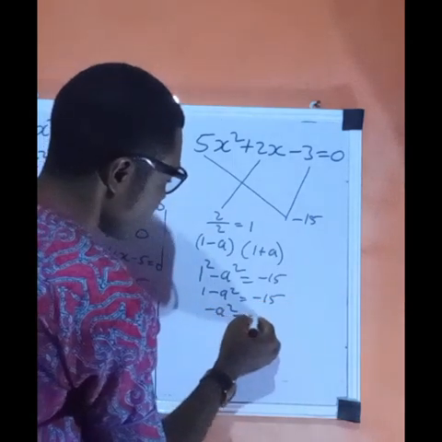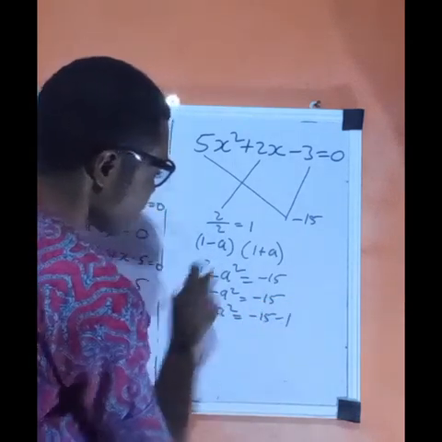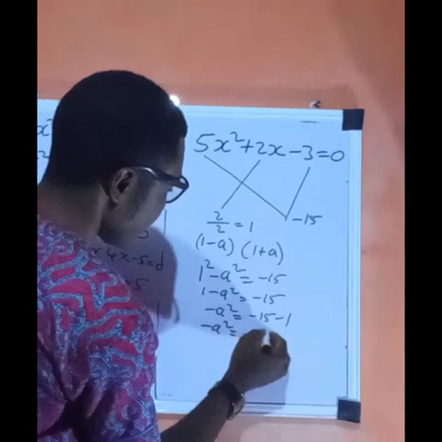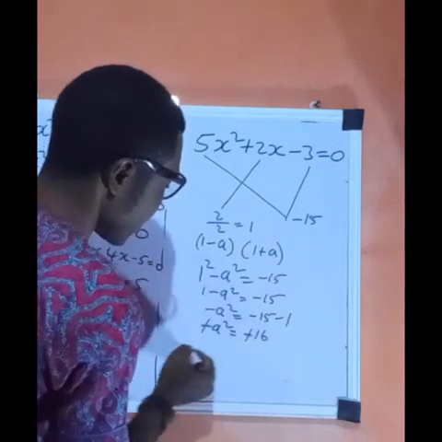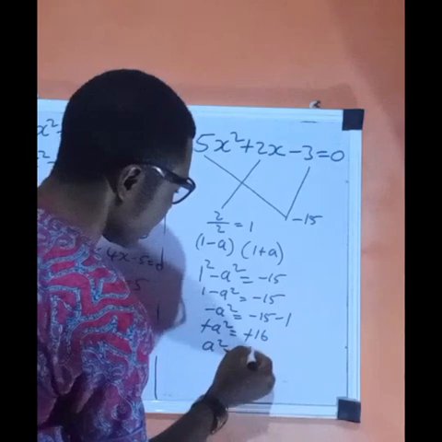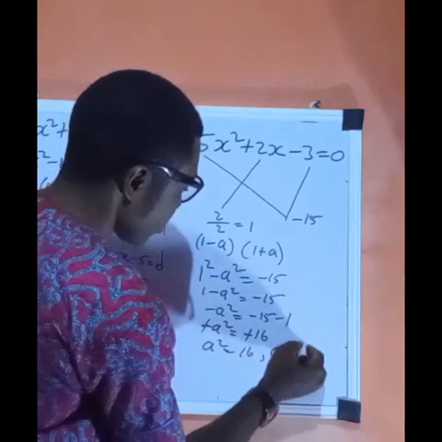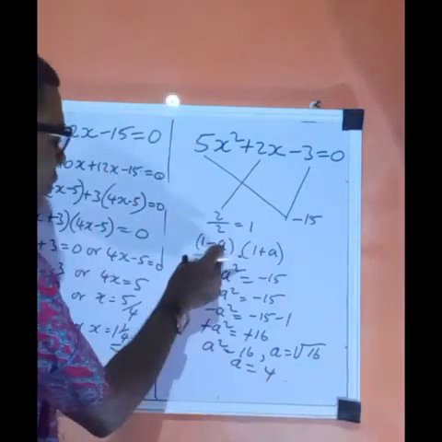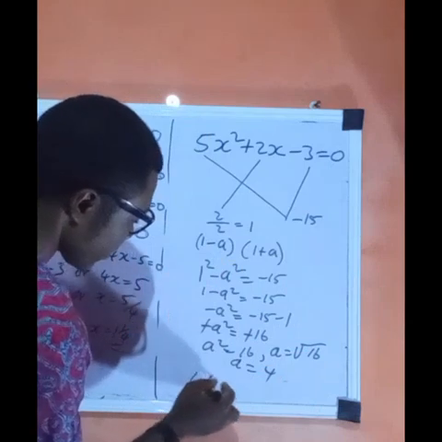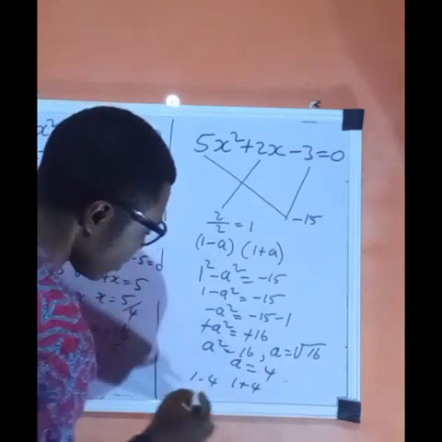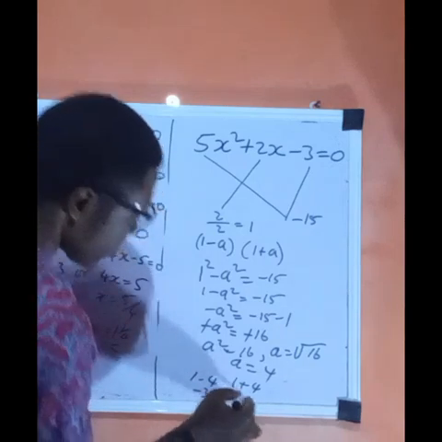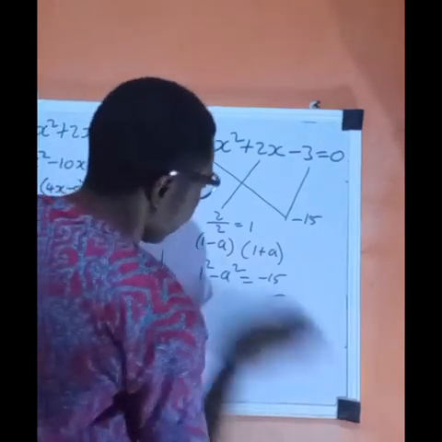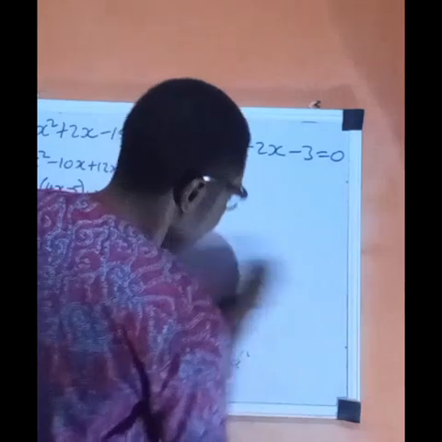Minus a squared equals minus 15 minus 1, because this one will cross and become negative. Minus a squared equals minus 16. Minus will cancel minus. a squared is 16. So a is the square root of 16. a is 4. So if we put 4 here and here, we have 1 minus 4 and 1 plus 4. And what will it be? Minus 3 and 5. So the two numbers that will replace 2x are minus 3 and 5. So that is how we get it.